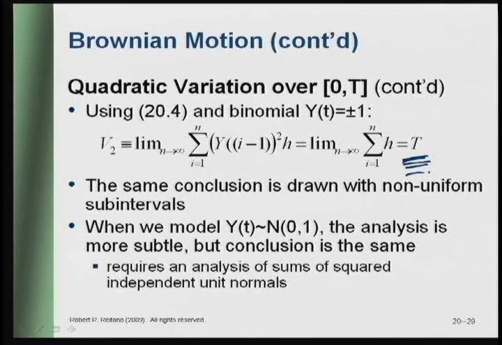It's easy to see that the expected value of that sum is t. The hard part, which I will not do, is that the variance of that sum, in fact, goes to 0. That's what I say here in the last bullet, that when yt is normal, the analysis is more subtle. Not that the mean of the sum is t, it's that the variance of the sum goes to 0. It's a subtle and somewhat difficult argument.